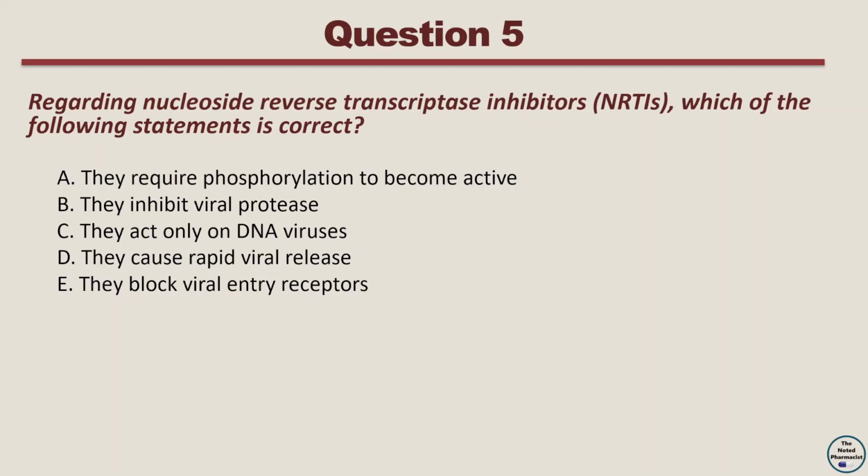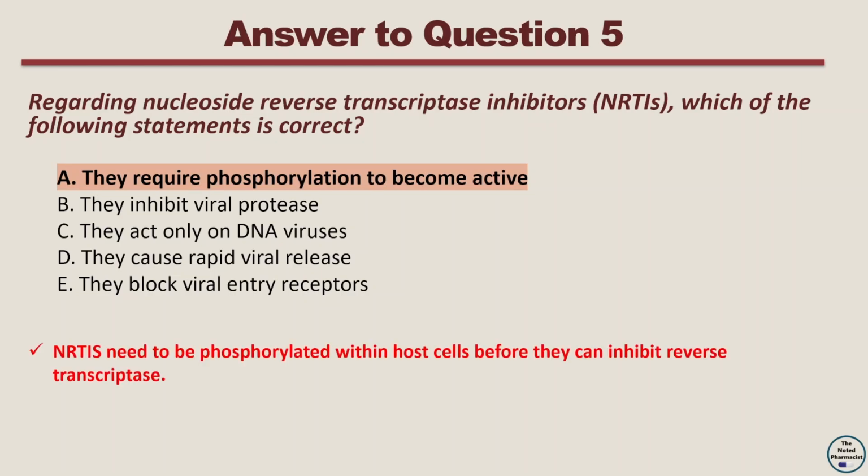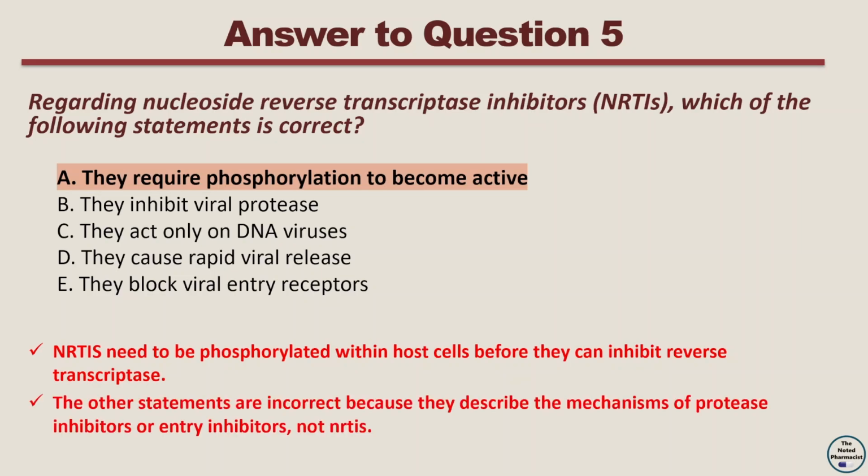The correct answer is option A, they require phosphorylation to become active. The explanation is that NRTIs need to be phosphorylated within host cells before they can inhibit reverse transcriptase. The other statements are incorrect because they describe the mechanisms of protease inhibitors or entry inhibitors, not NRTIs.